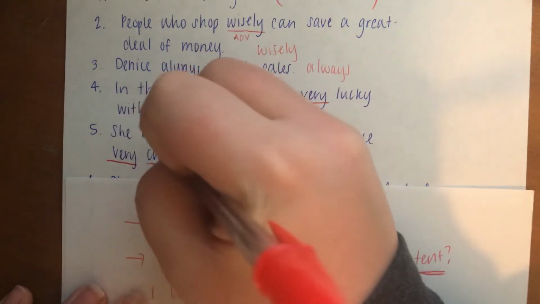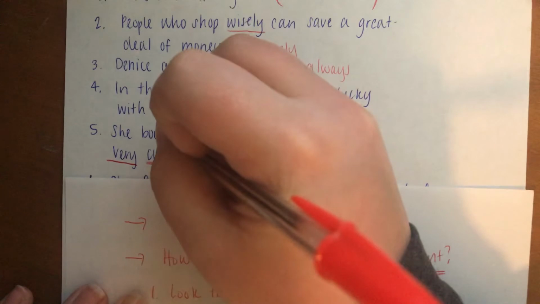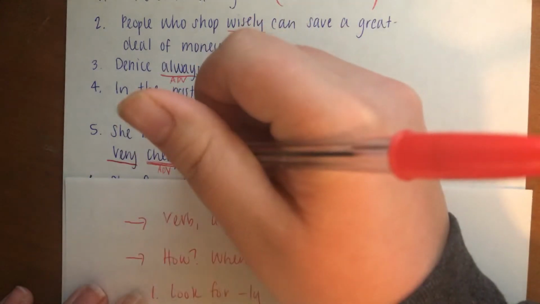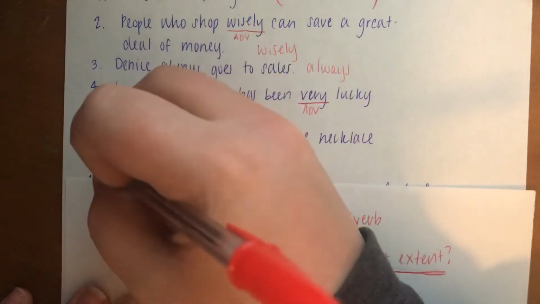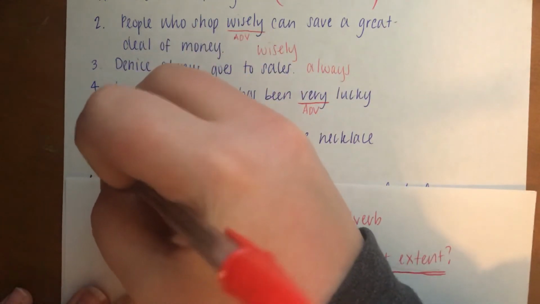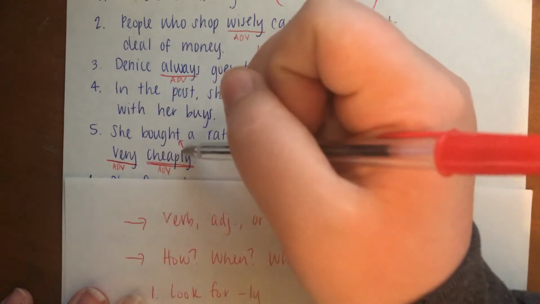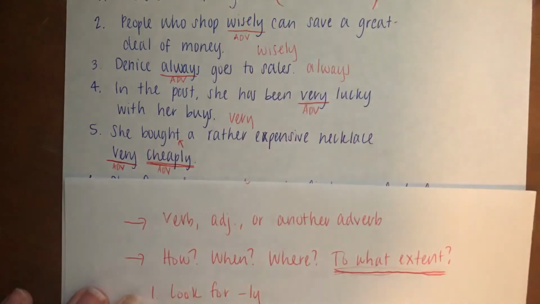Okay, so here cheaply is modifying bought. It's an adverb. Okay, to what extent? Very. So here's an adverb modifying another adverb. Okay, we have very, which is always an adverb, and cheaply. She bought it how? Cheaply. There is one more. This one's a little trickier.